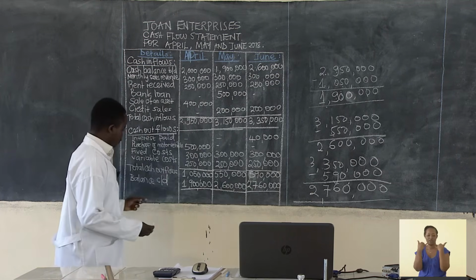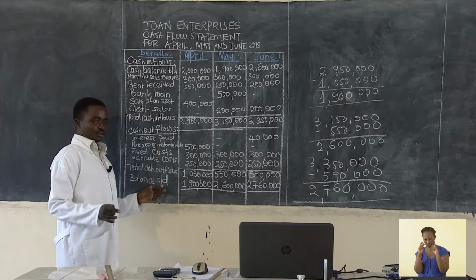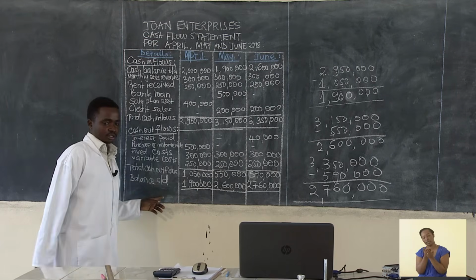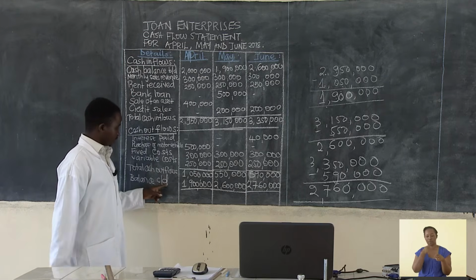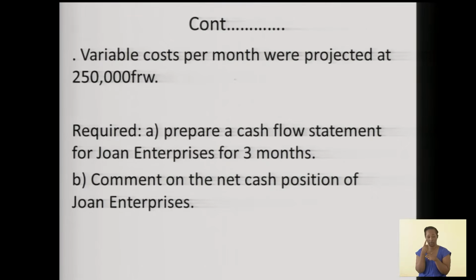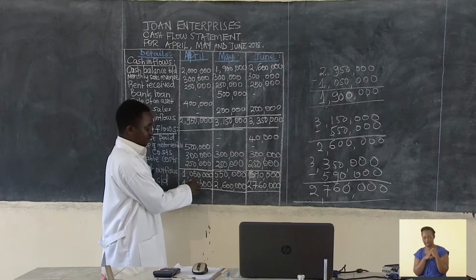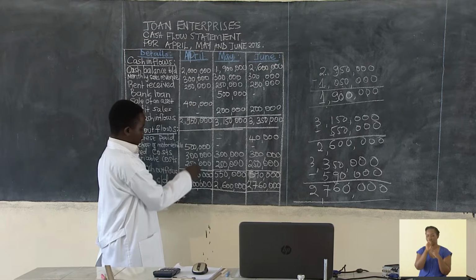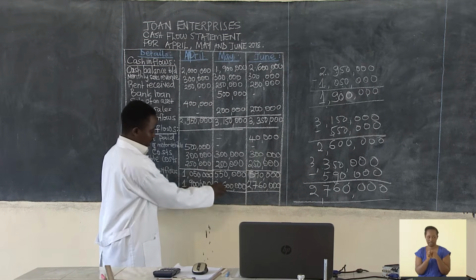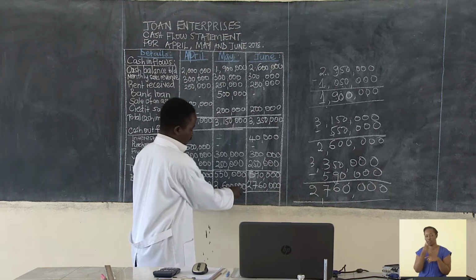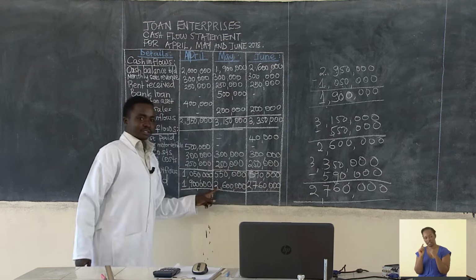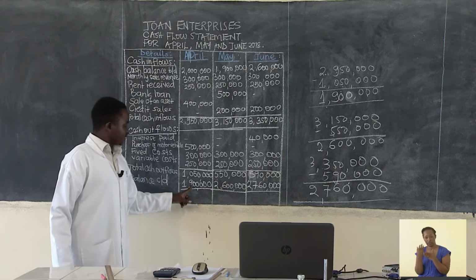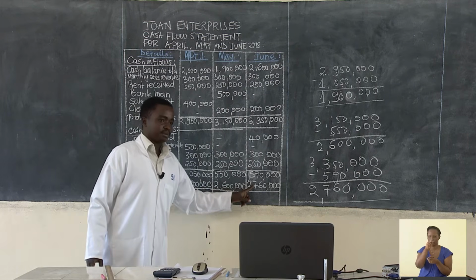Now, I want you to look here very well. I want you to check, because you may be asked to state the net cash position, and you will have to complete that. You have to base here, look at April. We have 1.9. Is this a surplus or a deficit? Cash inflows were greater than cash outflows. Here we have 2.6, 2,600,000, 2,760,000. So when you look at this, we have a surplus here, a surplus, a surplus.